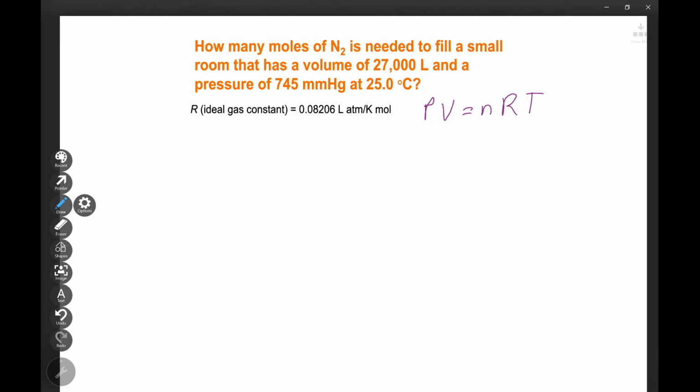Remember, PV is equal to nRT. So just rearrange that equation to solve for what you need. Plug everything else in, and you should be able to find this answer. So pause the video and see if you can solve this one.